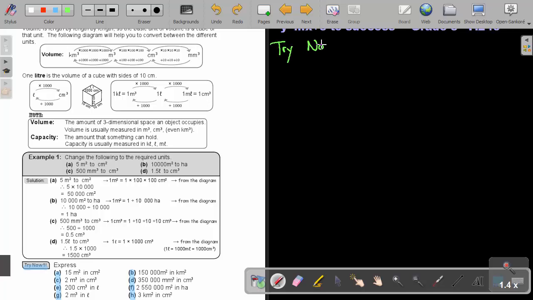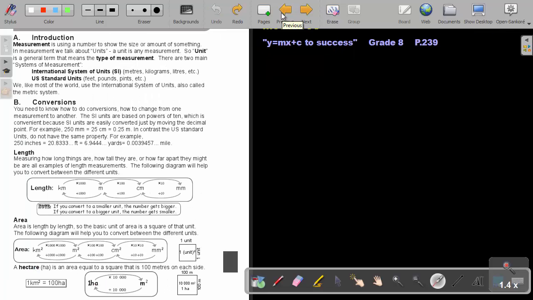Try Now 1. Okay. Number A. Now let's first read it. It's 15 meters squared to centimeters squared. Let's go to the table. So it's meters squared to centimeters squared. So I must multiply by 100, multiply by 100.